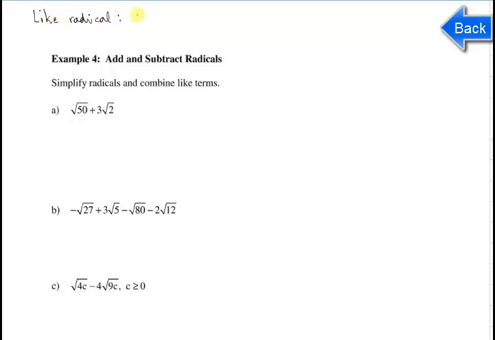A like radical will share the same radicand, and it will share the same index. Both of those have to be the same in order for you to have a like radical and in order for you to combine them. So you've been asked to simplify radicals and combine like terms. In order to determine whether you have the same radicand, you need to make sure that both of your radicals are in simplest form.